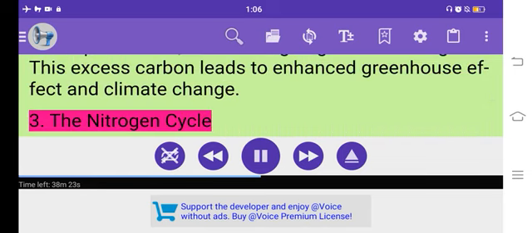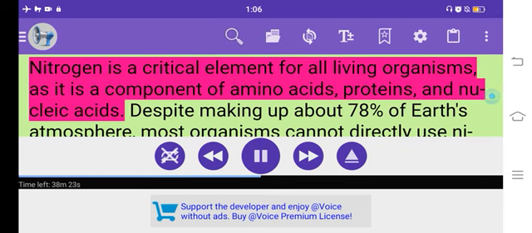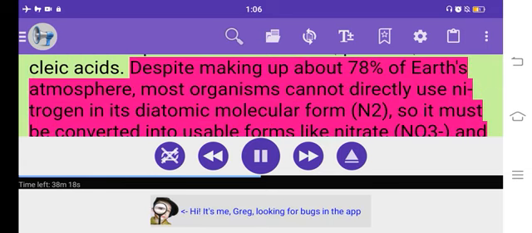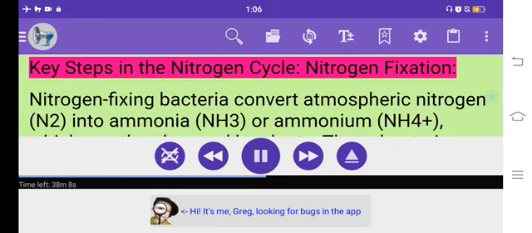3. The nitrogen cycle. Nitrogen is a critical element for all living organisms, as it is a component of amino acids, proteins, and nucleic acids. Despite making up about 78% of Earth's atmosphere, most organisms cannot directly use nitrogen in its diatomic molecular form, N2, so it must be converted into usable forms like nitrate, NO3-, and ammonium, NH4+. Key steps in the nitrogen cycle: nitrogen fixation.